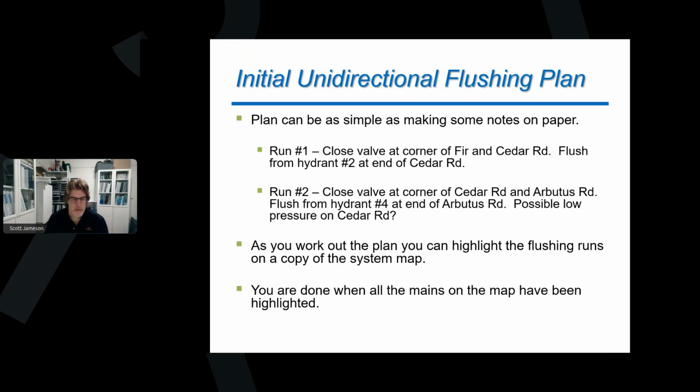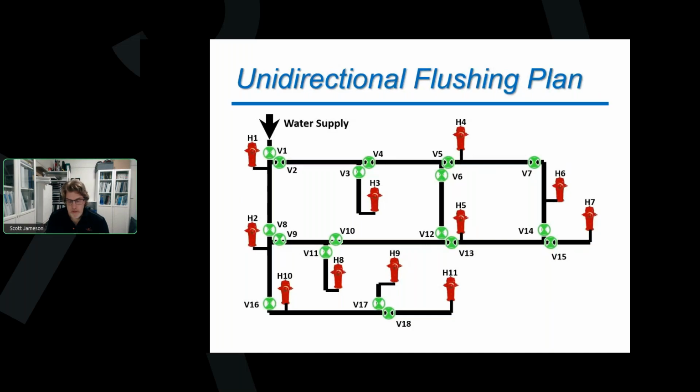So we'll look at, I just made up a quick little graphic map to use for this presentation here. But let's say this was my map of my small water system. So I'm going to start doing a unidirectional flushing program here. I've got my map, and I'm just going to start picking away at how I'm going to get water from the water supply all the way to the very far ends.